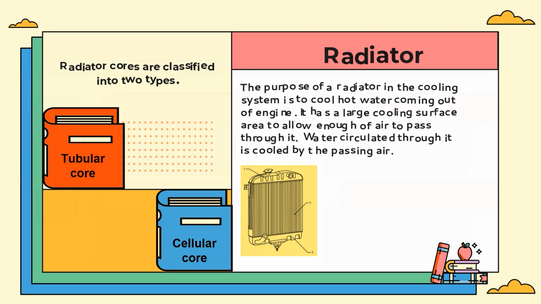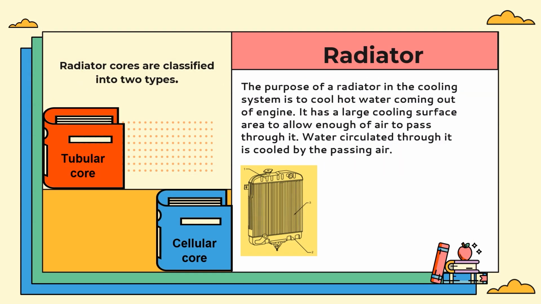Radiator. The purpose of the radiator in the cooling system is to cool hot water coming out of the engine. It has a large cooling surface area to allow enough air to pass through it. Water circulated through it is cooled by the passing air.